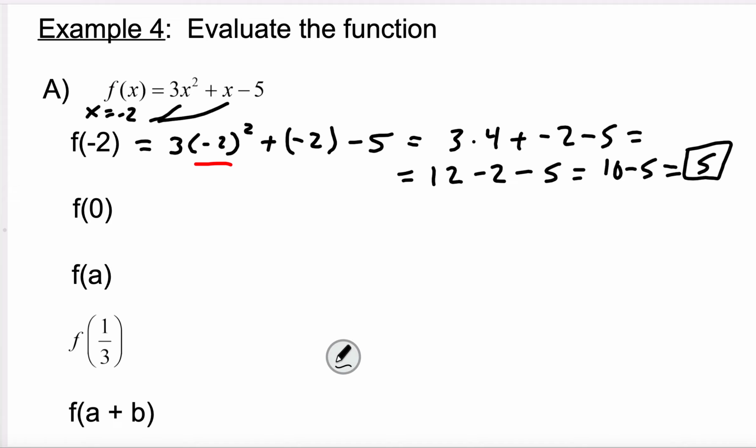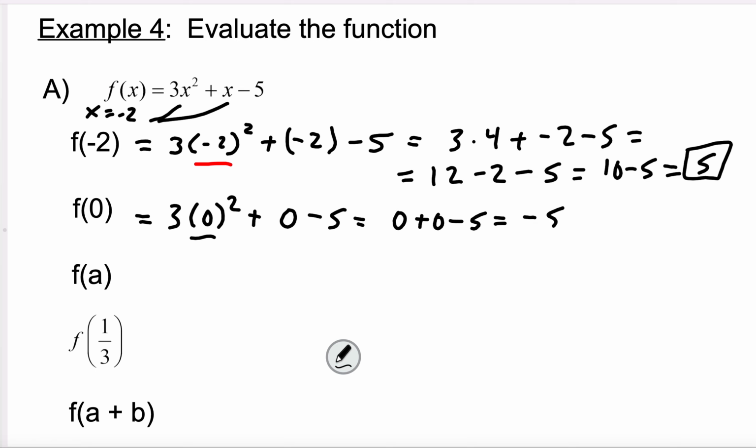So I'm going to do another one here, complete another one. Again, they tell us to put 0 in for the x's, so it's 3 times 0 squared plus 0 minus 5. Follow the order of operations. 0 squared, there is 0. 0 times 3, there is 0. And then plus 0, and then minus 5. So we end up there with a -5.